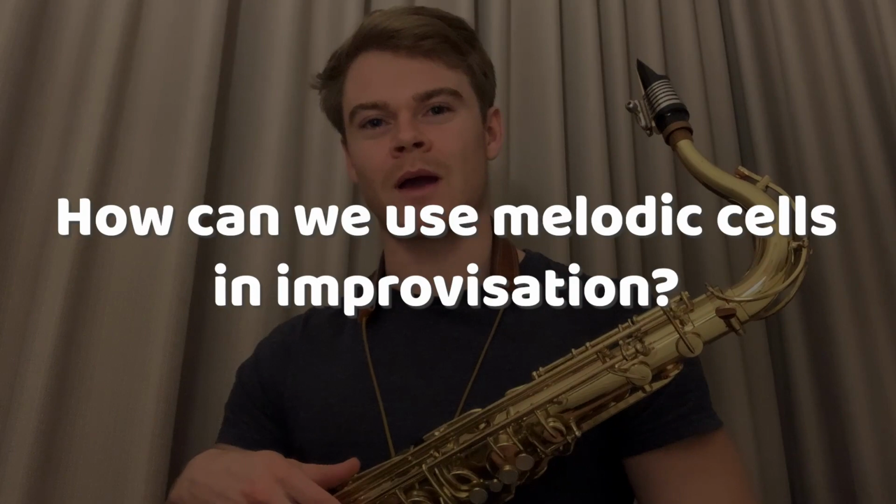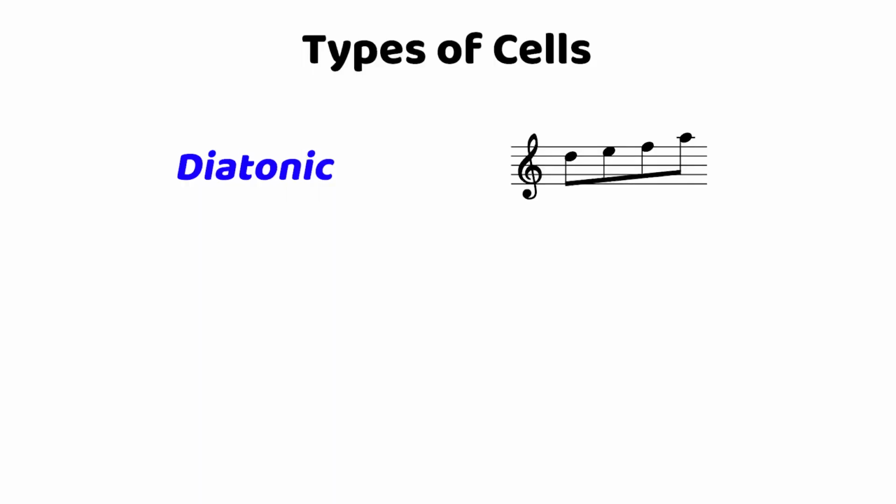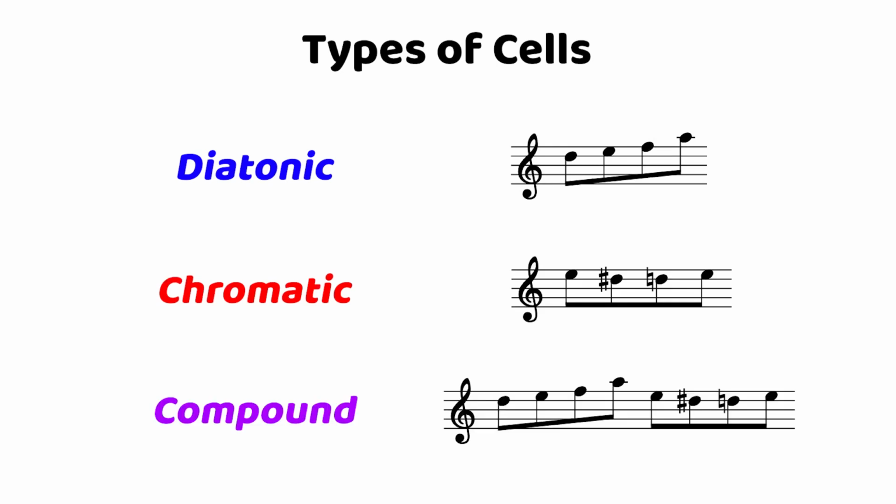Now, all of this is well and good, but one of the most common questions we get asked is, how do I apply any of this? To answer that question, we're going to check out 3 different etudes featuring each of the 3 types of melodic cells, that being diatonic, chromatic, and compound, or a combination of the 3.